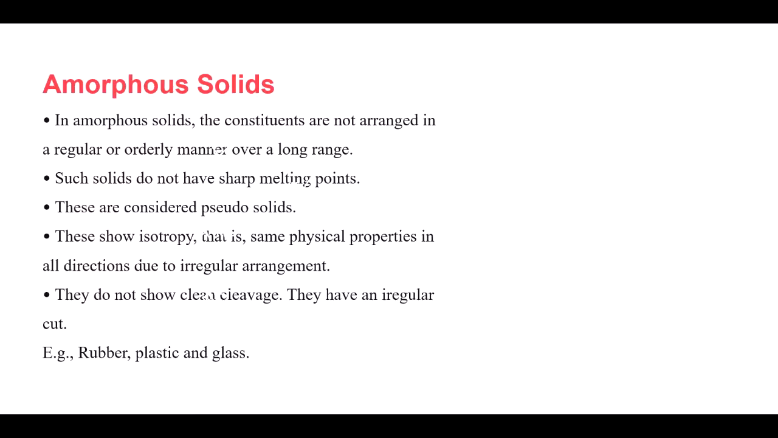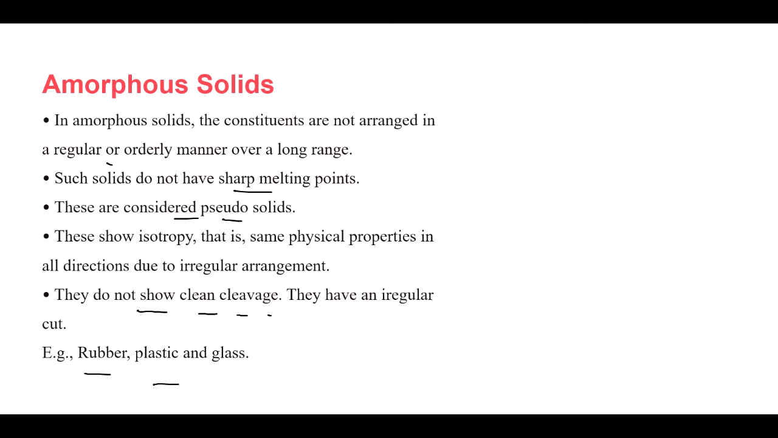Then we have amorphous solid. In amorphous solid, constituent particles are not arranged in a regular manner. Such solids do not have a sharp melting point. They are considered as pseudo solids, and they show isotropy, and they don't show any cleavage. The examples are rubber, plastic, glass, etc.